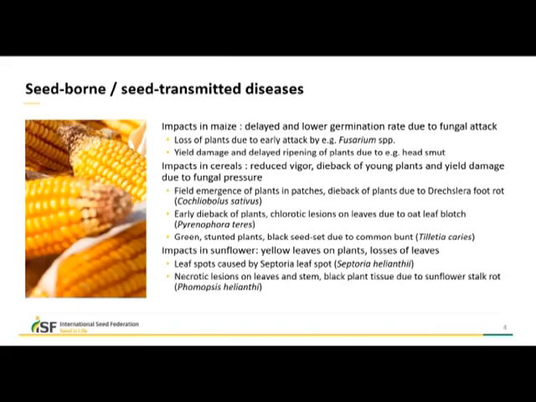And if we go to soil-borne diseases, then we have delayed and lower germination rate due to fungal attack, again in maize, loss of plants due to early damping off, like pythium, fusarium, rhizoctonia, and early dieback of plants. So we have points where seed applied technology is very, very important, especially if we talk about the starting of the products on the field.